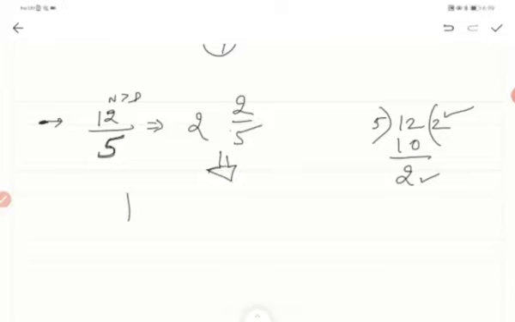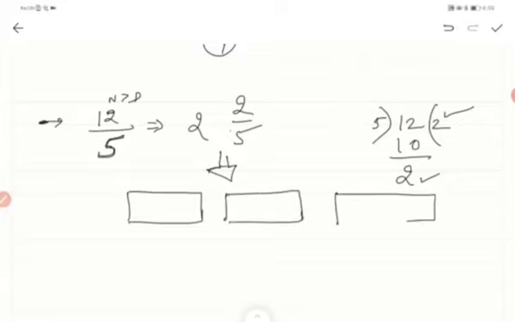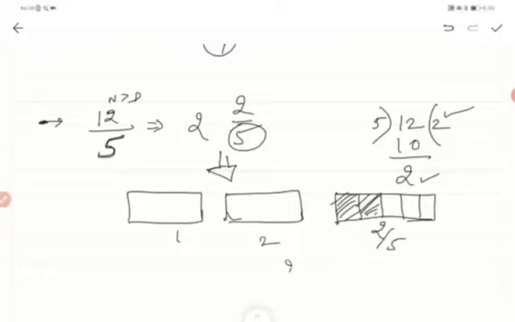Now it's easy to plot 2 2 by 5. I will take 2 full. In the third one, you need to divide it into how many? 5 parts. 1 2 3 4 and 5 equal parts. And 2 regions are used, so this is 2 by 5. This is 1, 2 wholes. So altogether your figure will be 2 2 by 5.